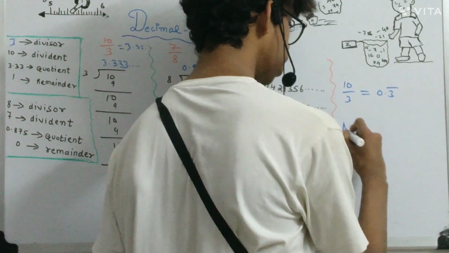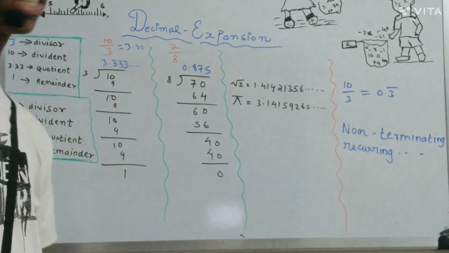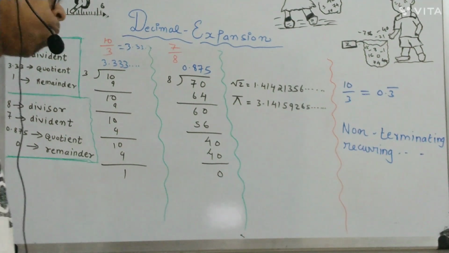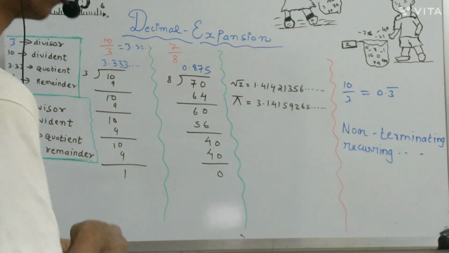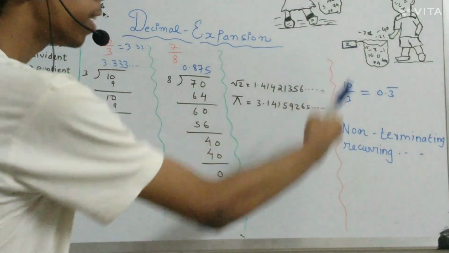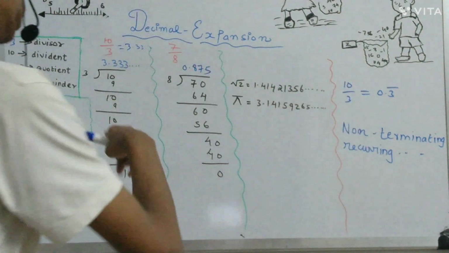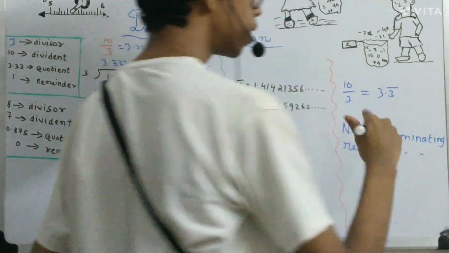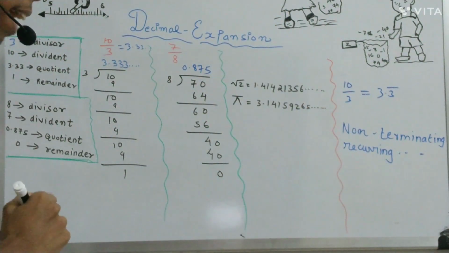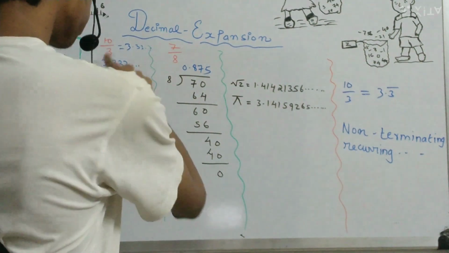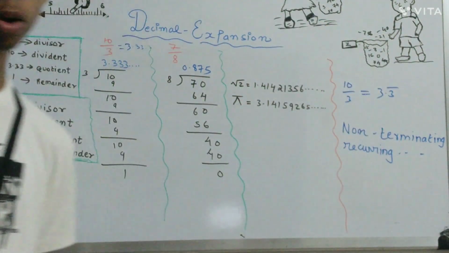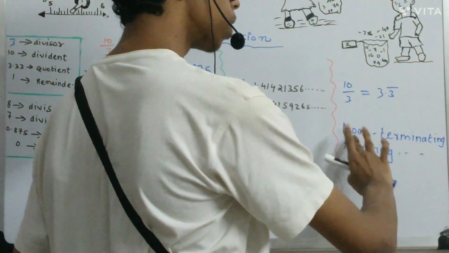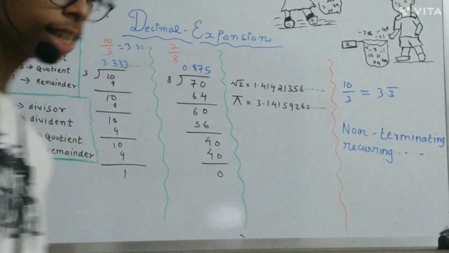I hope I am clear. We can call it non-terminating recurring, or also non-terminating repeating. Both usages are correct. When we did 10 by 3, we got a quotient of 3.3333 and it goes on like that. So whenever something is repeating, we usually put a bar over it, and since this number goes on like this, we call it non-terminating repeating.